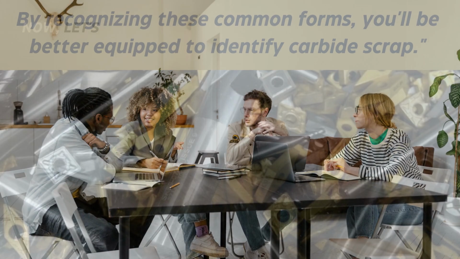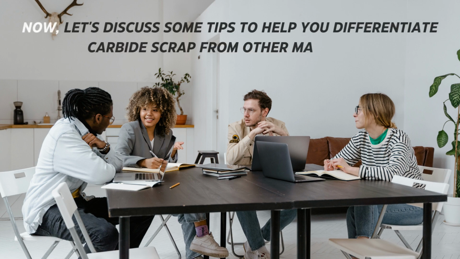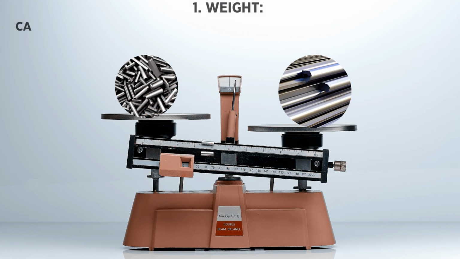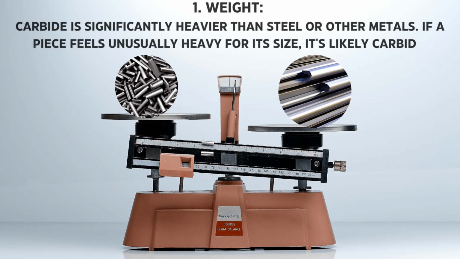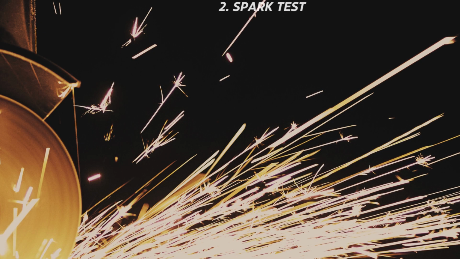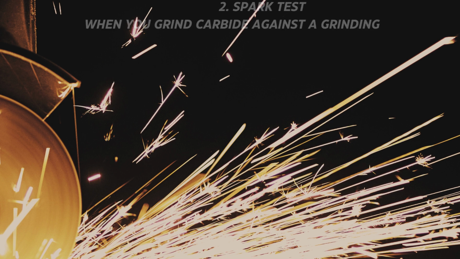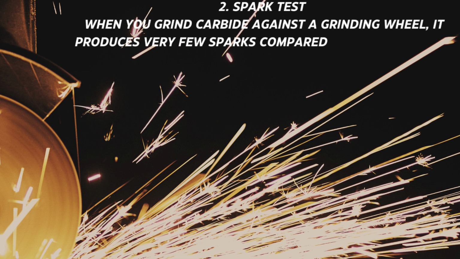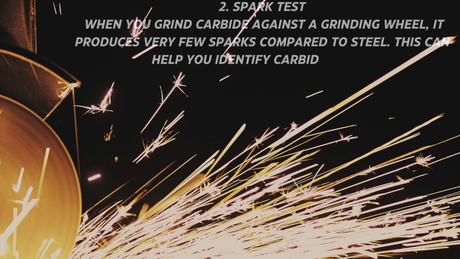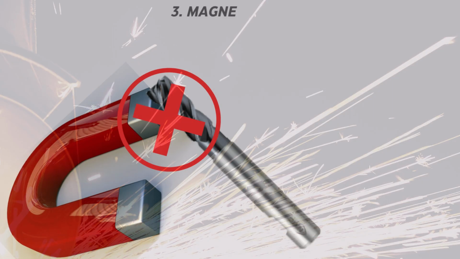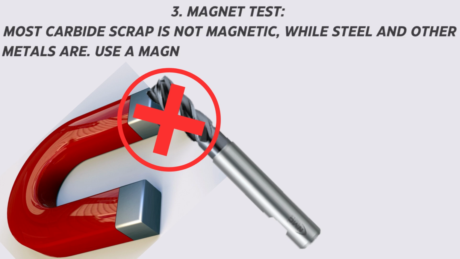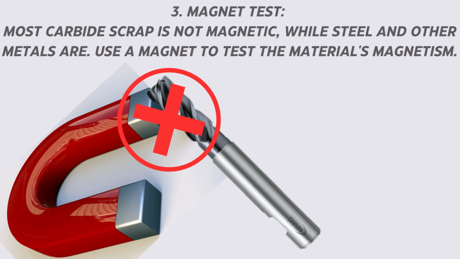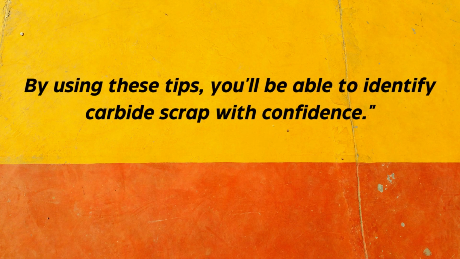Now, let's discuss some tips to help you differentiate carbide scrap from other materials. 1. Weight. Carbide is significantly heavier than steel or other metals. If a piece feels unusually heavy for its size, it's likely carbide. 2. Spark test. When you grind carbide against a grinding wheel, it produces very few sparks compared to steel. This can help you identify carbide scrap. 3. Magnet test. Most carbide scrap is not magnetic, while steel and other metals are. Use a magnet to test the material's magnetism. By using these tips, you'll be able to identify carbide scrap with confidence.